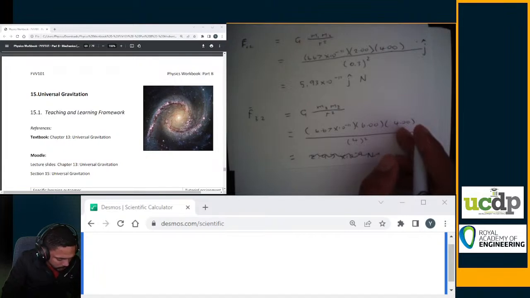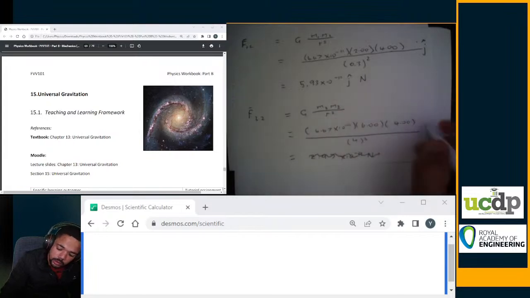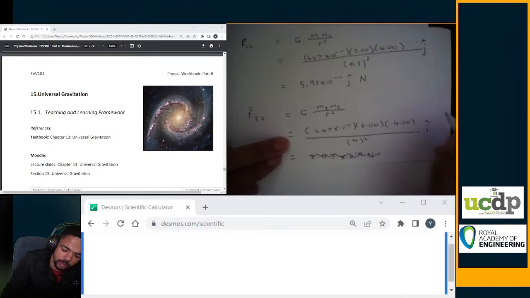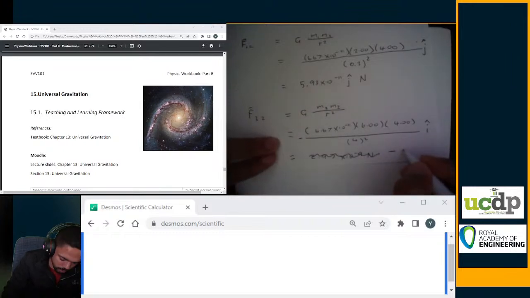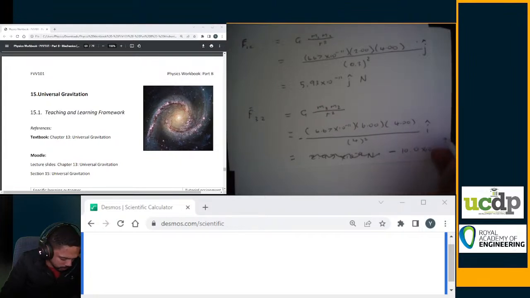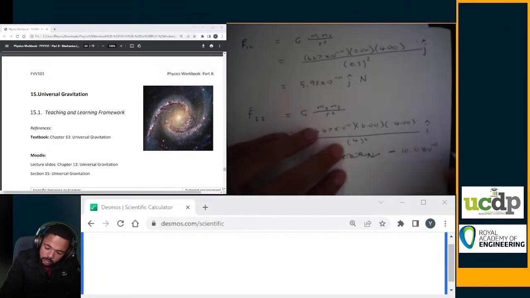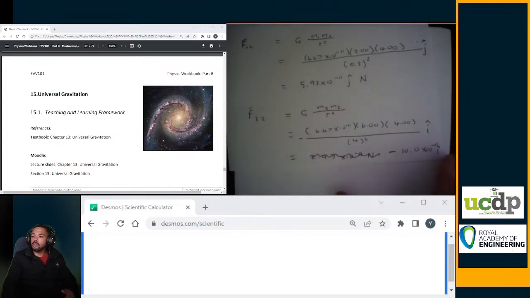This is in the negative J hat direction. This will be pulling it in the negative I hat direction. That is in the positive J hat direction, and it is in the negative I hat direction. So the answer will be negative 10.0 times 10 to the negative 11 in the I hat direction. Okay, so it is in the I hat direction, but just negative I hat.